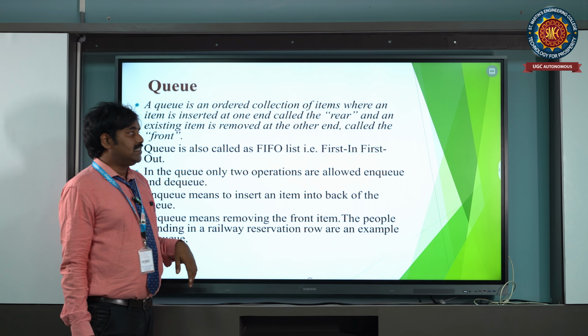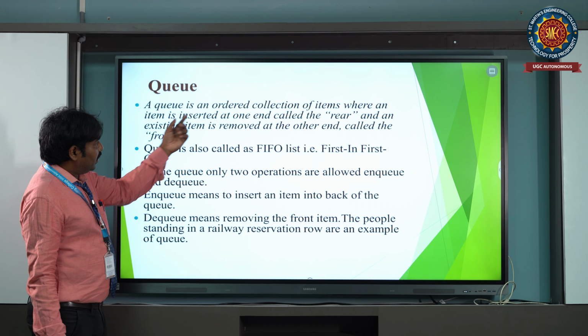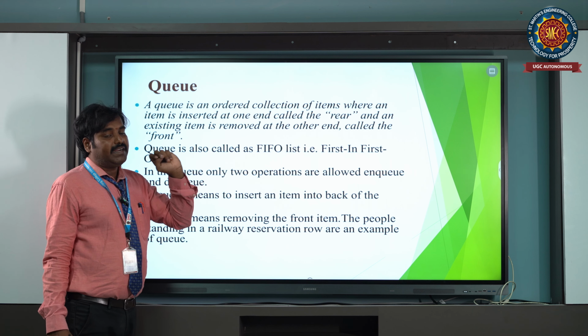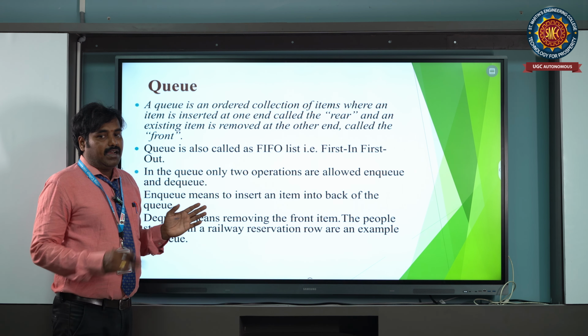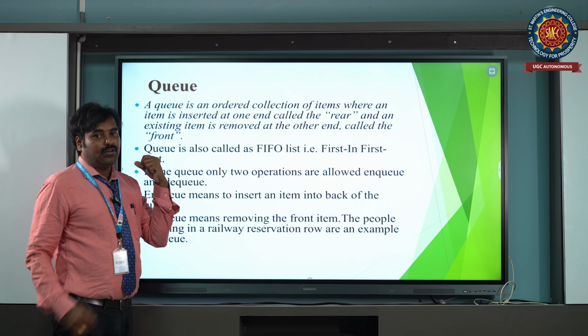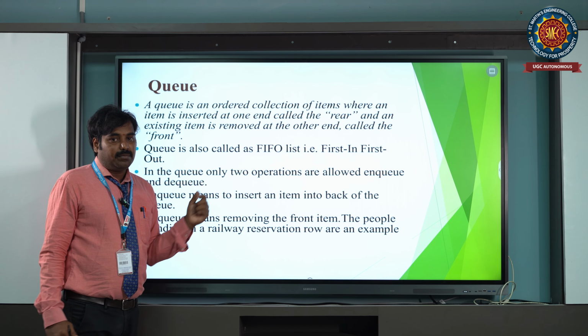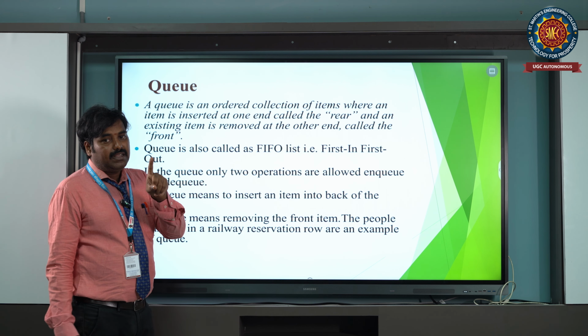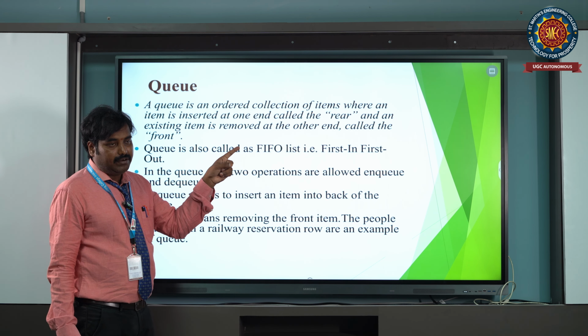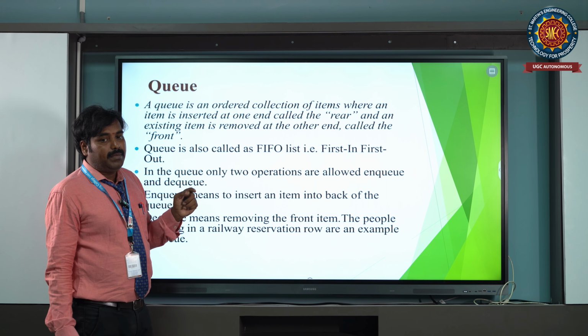A queue is a linear data structure. It is an ordered collection of items, with insertion at one end and deletion or removal at the other end. So it has two ends, but a stack has only one end, from which items are both inserted and removed. But in a queue there are two ends.